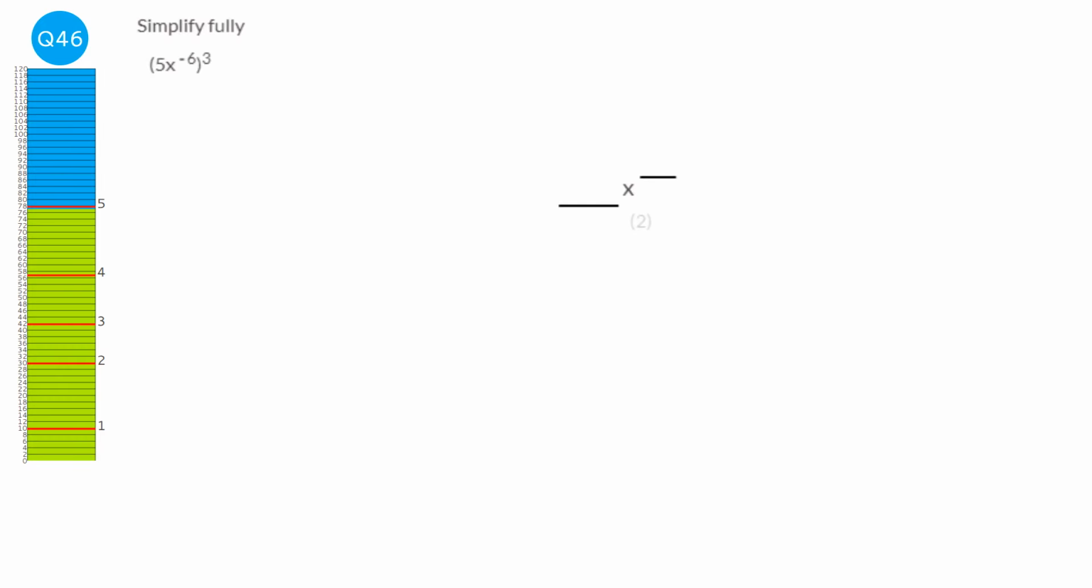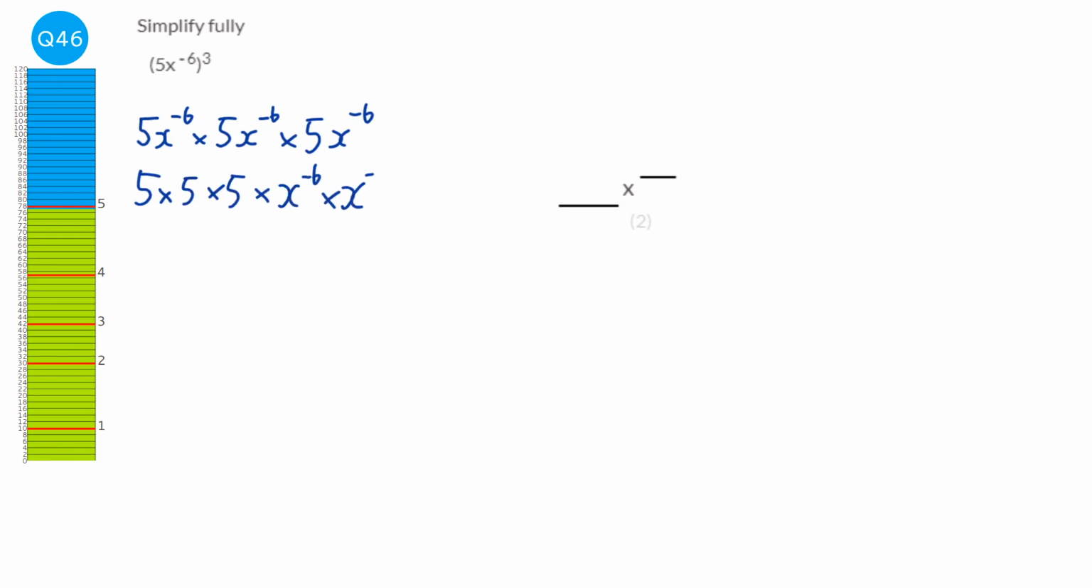When something is cubed, you times it by itself 3 times, so we're going to do the same here. So we've got 5x to the power of minus 6 times 5x to the power of minus 6 times 5x to the power of minus 6. We're going to put the 5's together, so 5 times 5 times 5, and the x to the power of minus 6's together. 5 times 5 times 5 is 125.